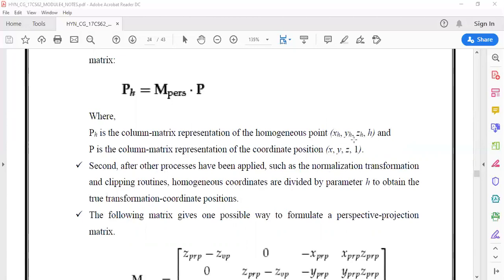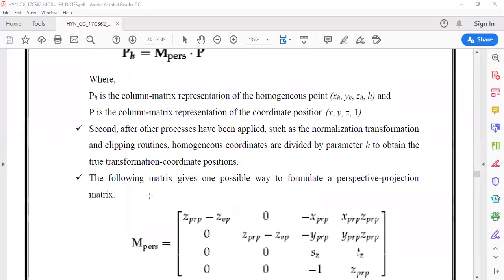Yh by h means I will get my yp. Zh by h means I will get it as a zp, and h by h means I will get 1. So all the values will be xp, yp, zp, comma 1. That means this is a point on my view plane, right? So that is nothing but the transformed coordinate position.